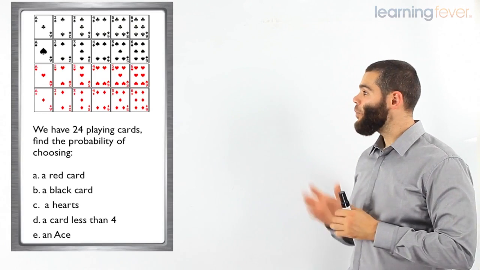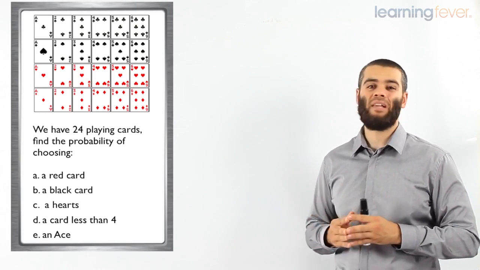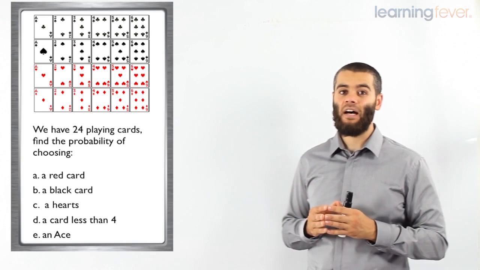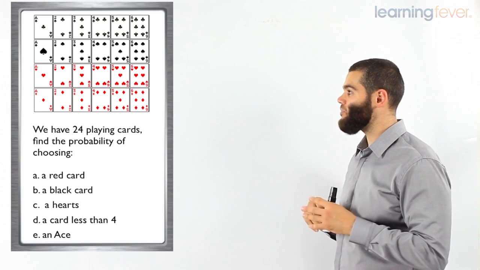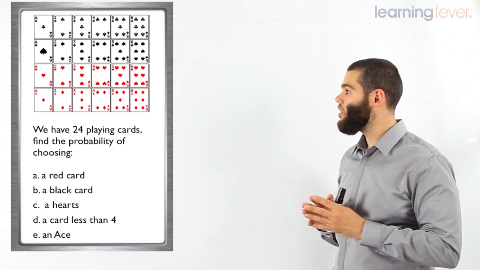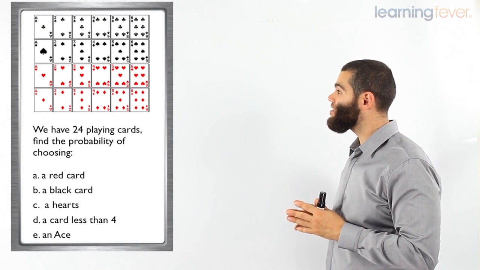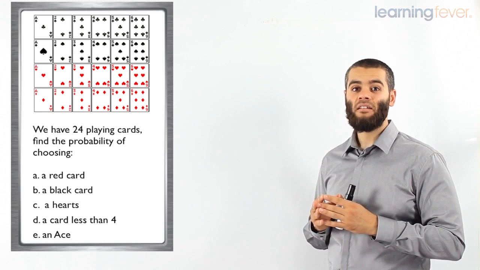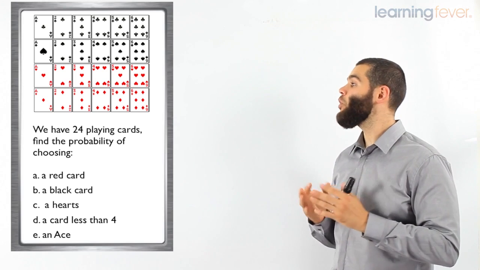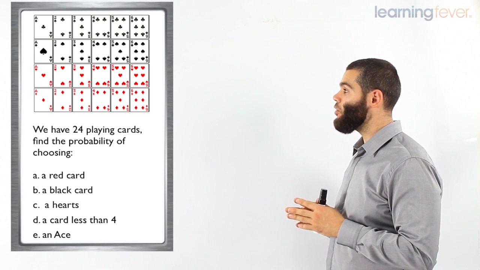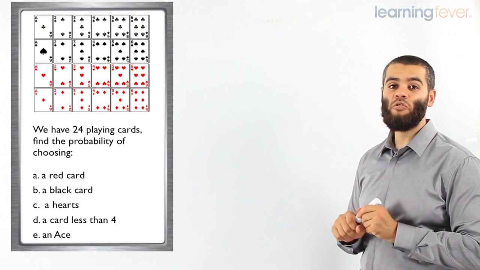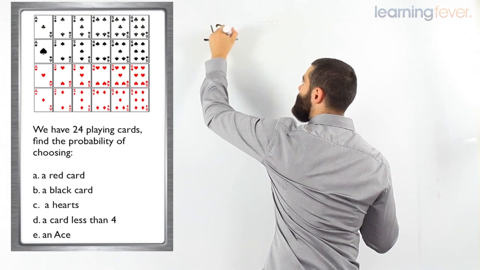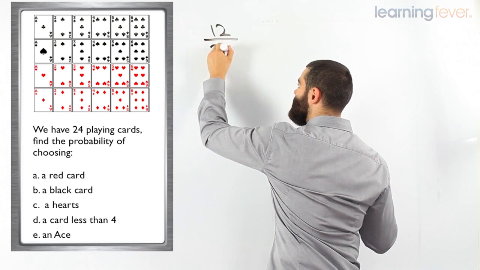Last question now, which says we have 24 playing cards. Find the probability of choosing a red card. Let us see our sample space. Sample space meaning the total. When we look at the total, we can see there are 12 black and how many red? 12 red.